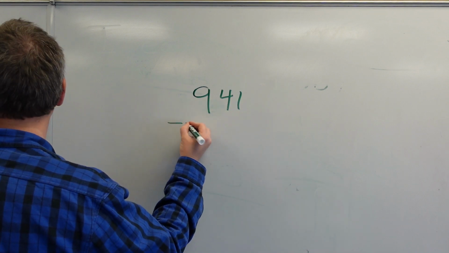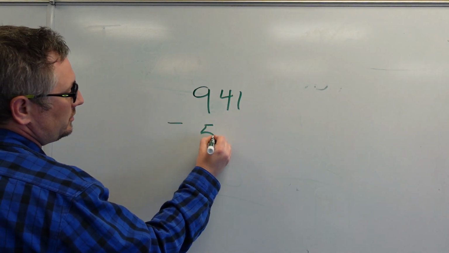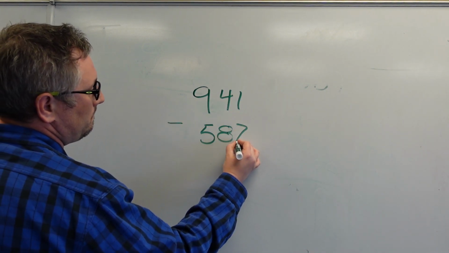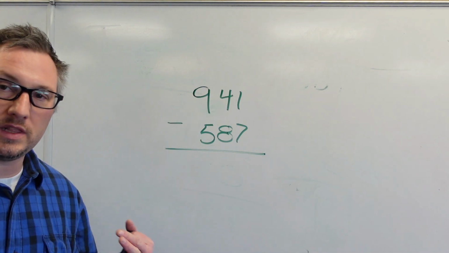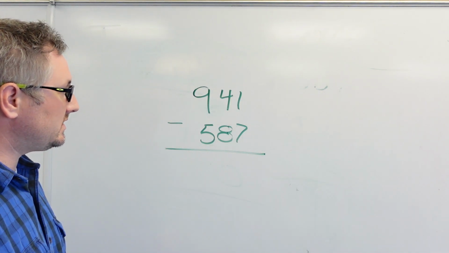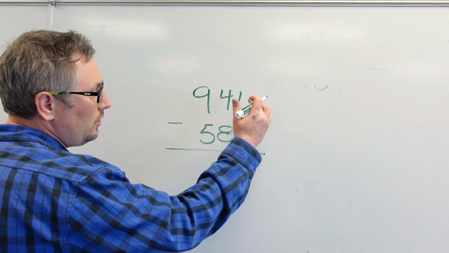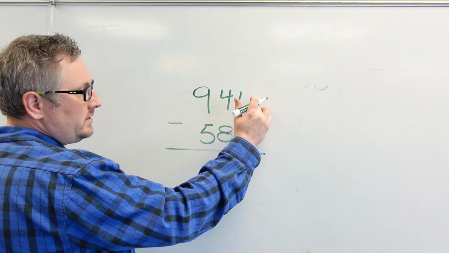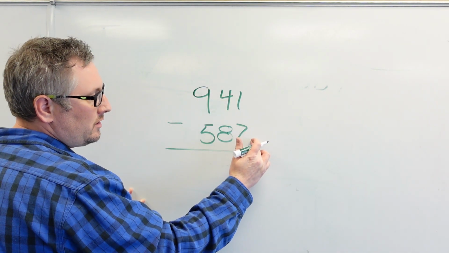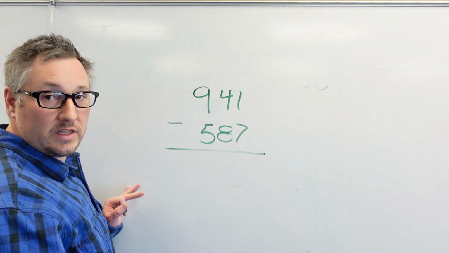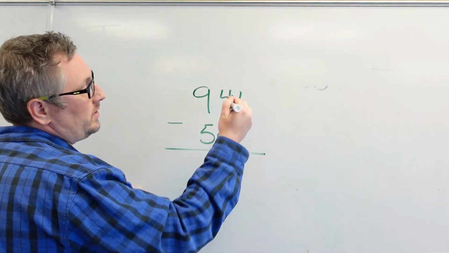$941 minus 587. So this problem should be a little bit harder. Let's take a look. I have a 1 in the ones column and I need to take away 7. So I will need to borrow. Always start in the ones column.